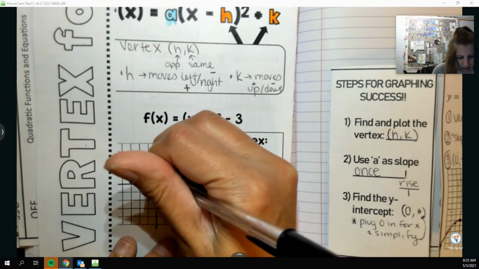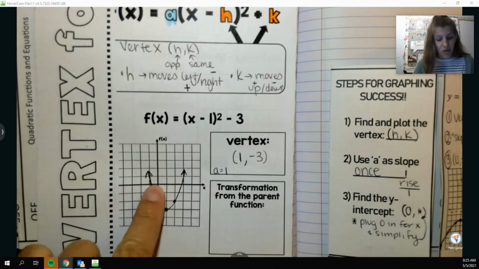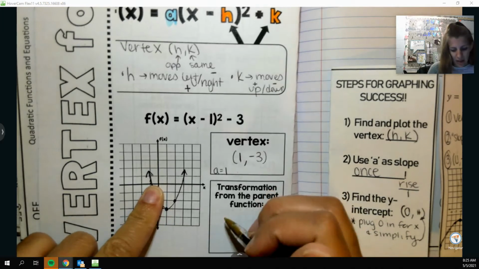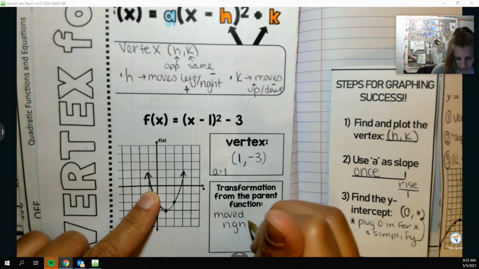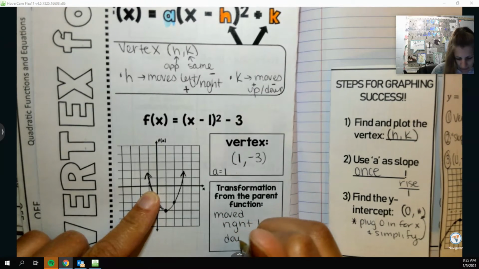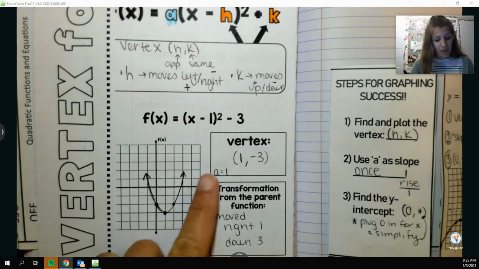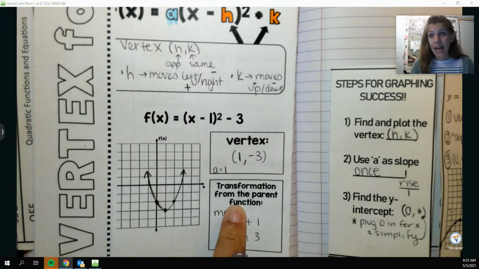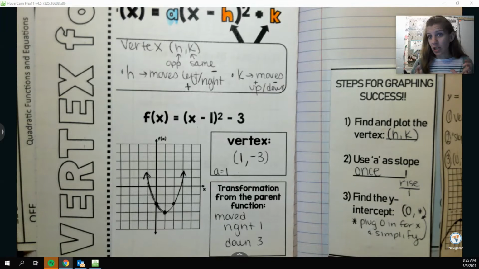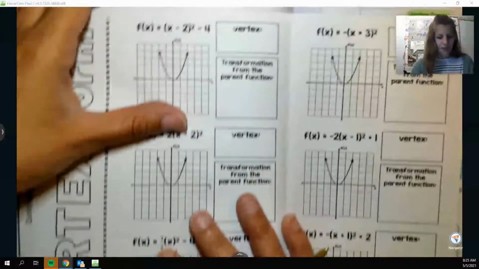And so when we think about how this changed from like our OG parabola, the one that is super basic, didn't move or didn't do any of the stuff, it's centered right at 0, 0. This one has moved right 1 and down 3. It didn't get any wider or narrower, and it didn't flip because my A value is just 1. So when we're talking about transforming it, how did it change from that OG parabola where it's just super basic? All right, let's try a whole bunch more.